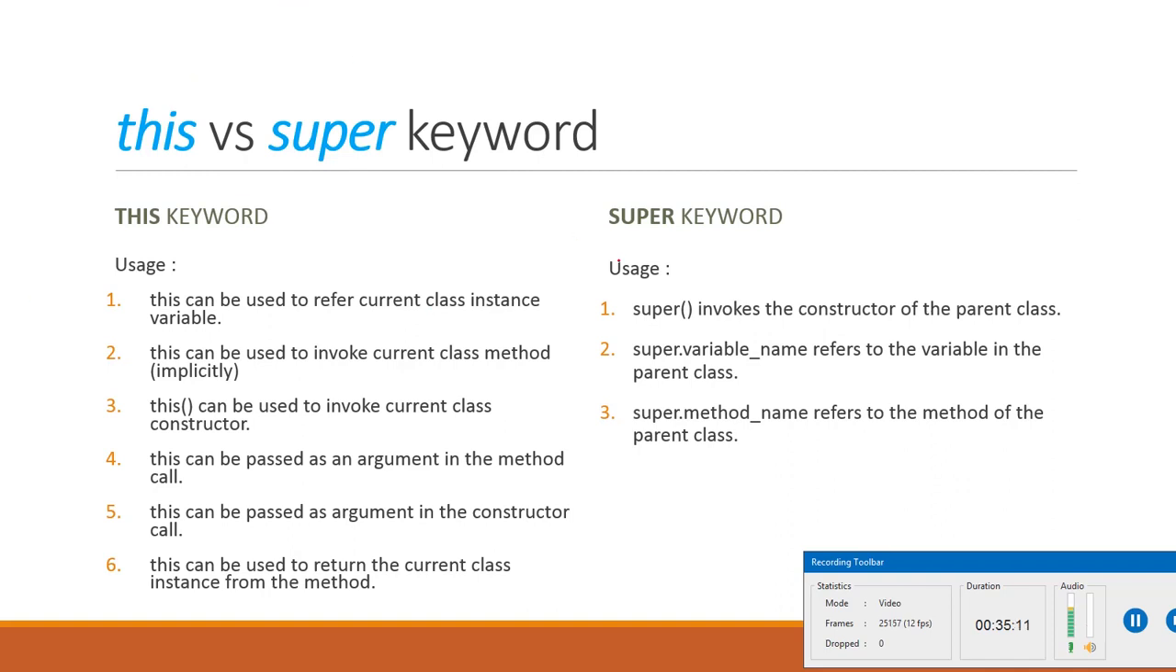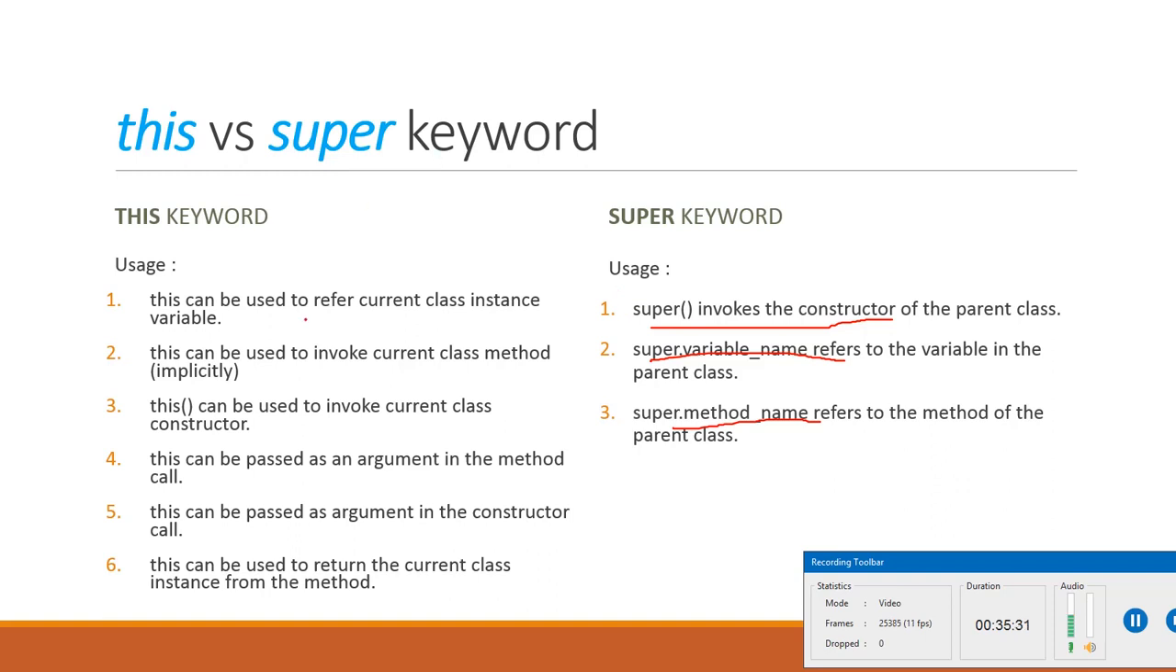Alright, first of all, let me go through the super keyword. We have just learned that the super keyword is used to invoke the constructor of the parent class. Super.variableName is used to refer to the variable of the parent class. Super.methodName is used to refer to the method of the parent class. So these are the three uses of the super keyword.